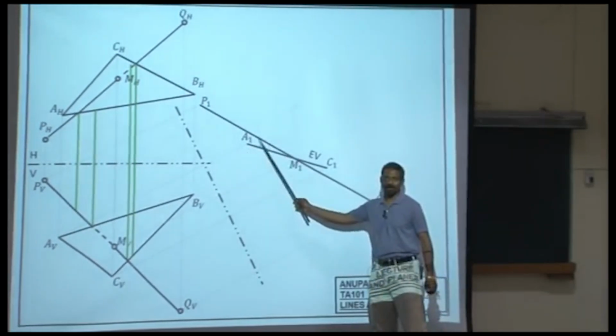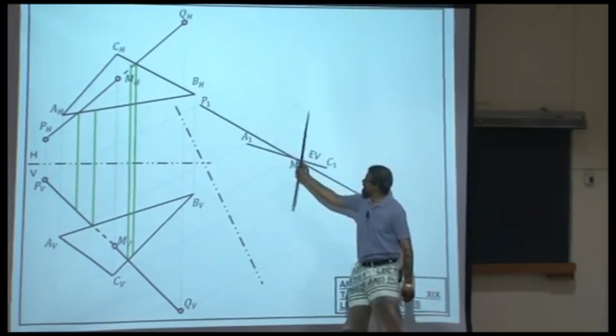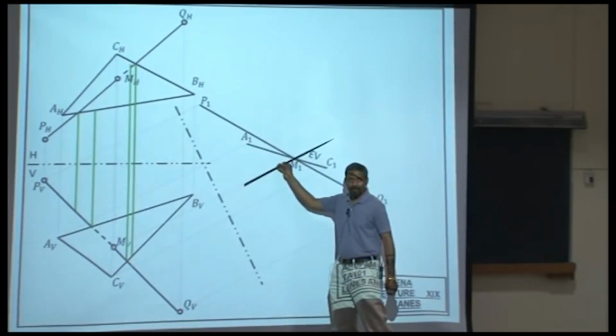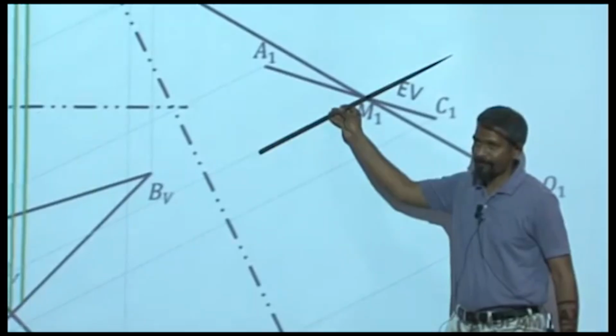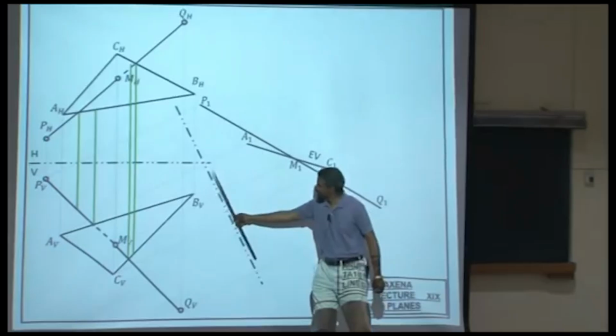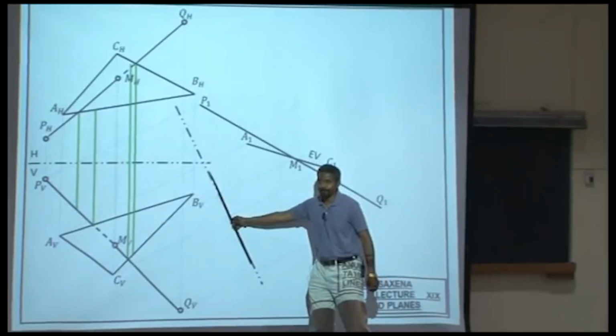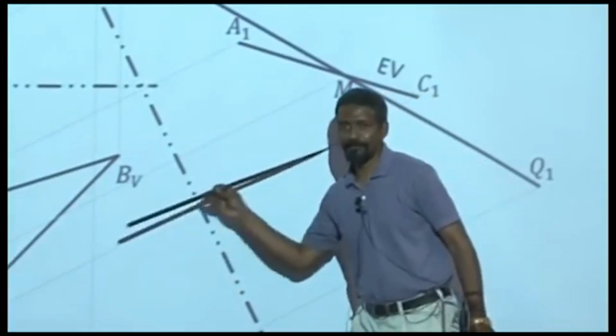Which part? Is it the part of the plane in front of the line, or is it the line which is in front of the plane? In front of the plane. So you're looking from here. So this is your direction of view.